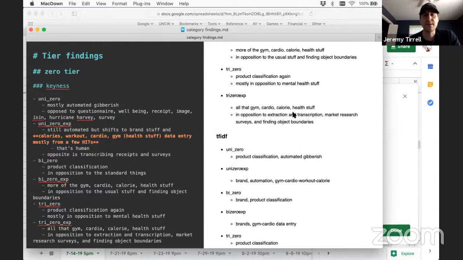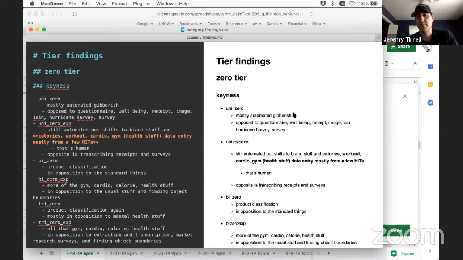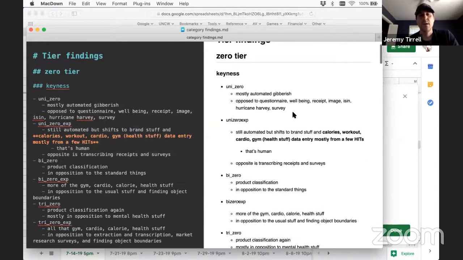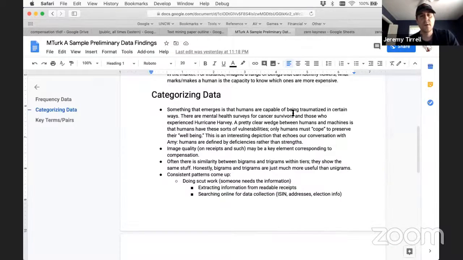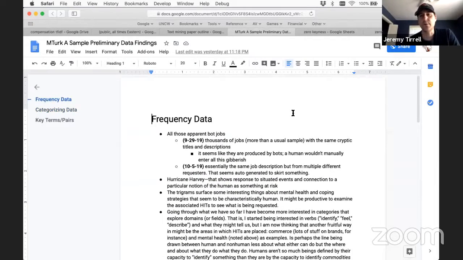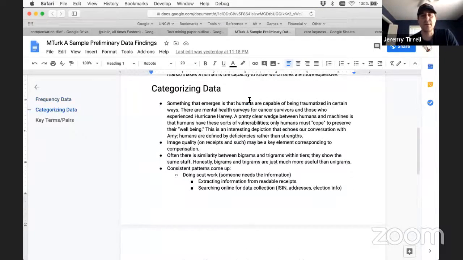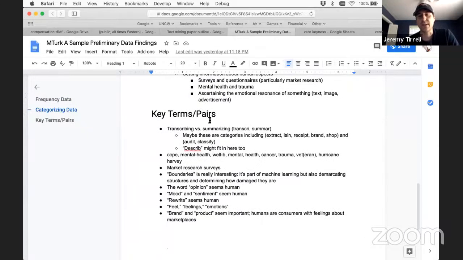And so I just went through these and looked at them, and I worked up some of this into our document for preliminary data findings. I added some stuff here on categorizing data and some stuff here on key term pairs, which is what we were doing. We wanted to find those key terms or paired words like transcribing and summarizing, although now I'm not exactly certain that's the best binary. But that way, for the next step, we can look at those individual concepts and see what their partners in crime are.